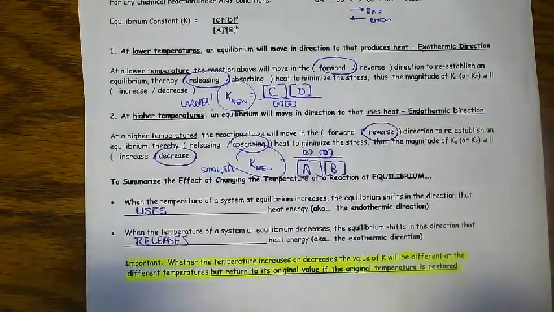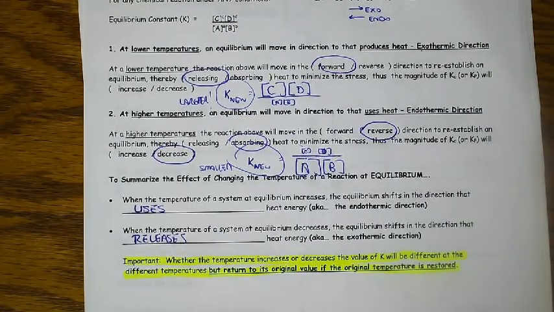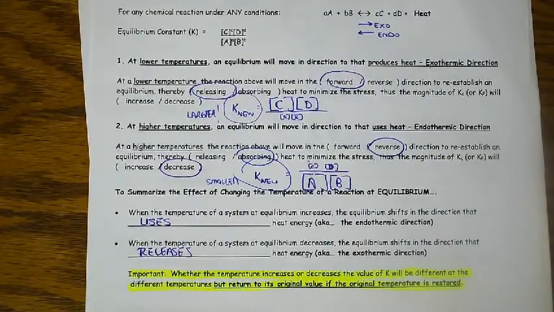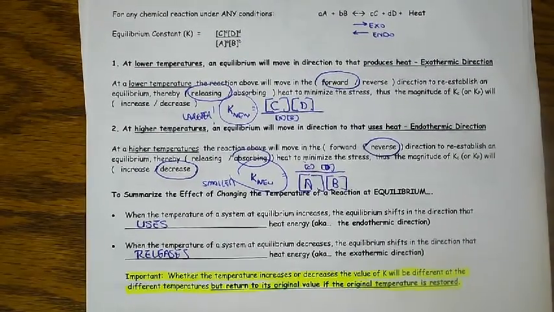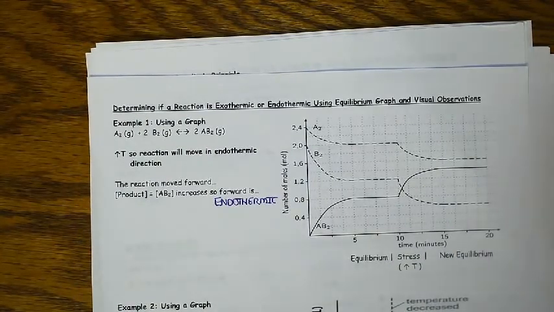It's really important to note, though, if we go back to our original temperature after increasing or decreasing it, the original K will be restored. Remember, it's only changing temperature that will permanently change the value of K until the original temperature is restored. So, how would this look on a graph?